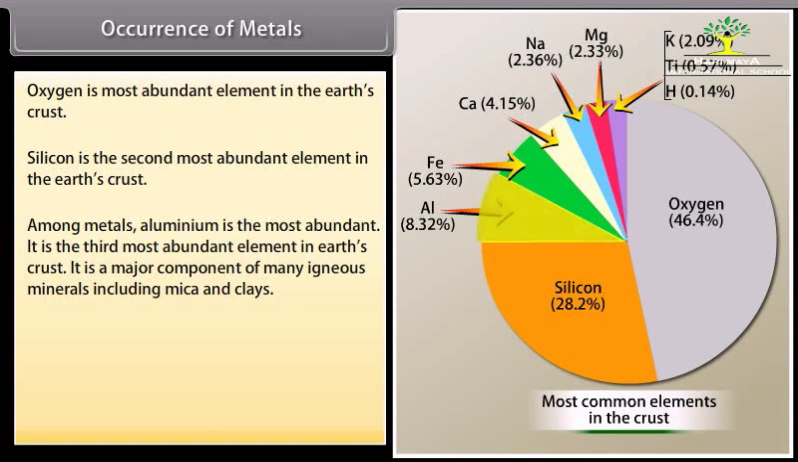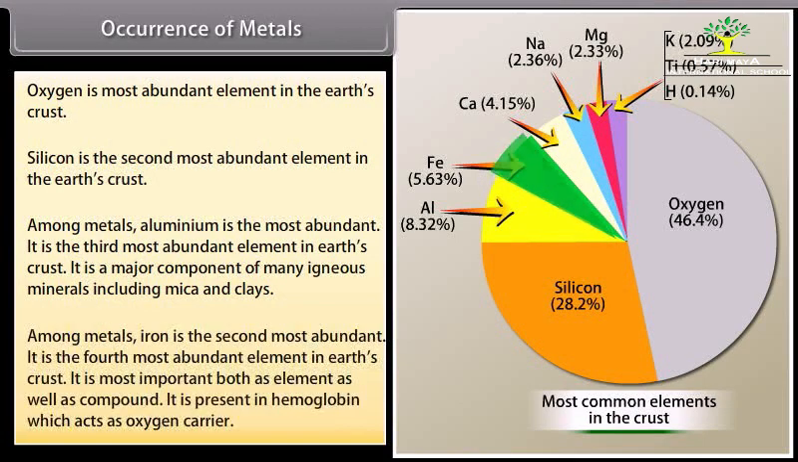Many gemstones are impure forms of Al2O3, and the impurities range from chromium to copper. Among metals, iron is the second most abundant. It is the fourth most abundant element in Earth's crust. It is most important both as an element as well as a compound. It is present in hemoglobin, which acts as oxygen carrier.